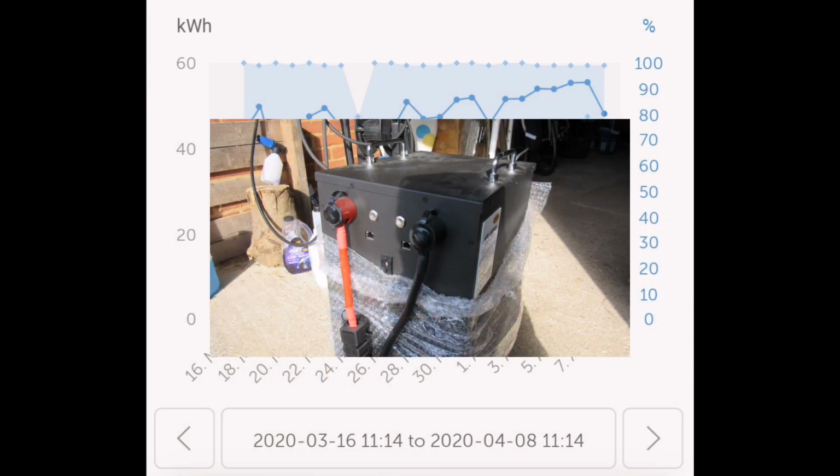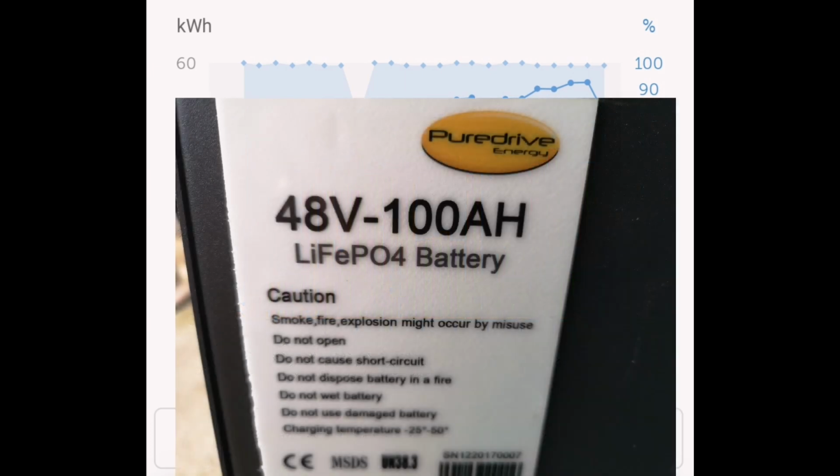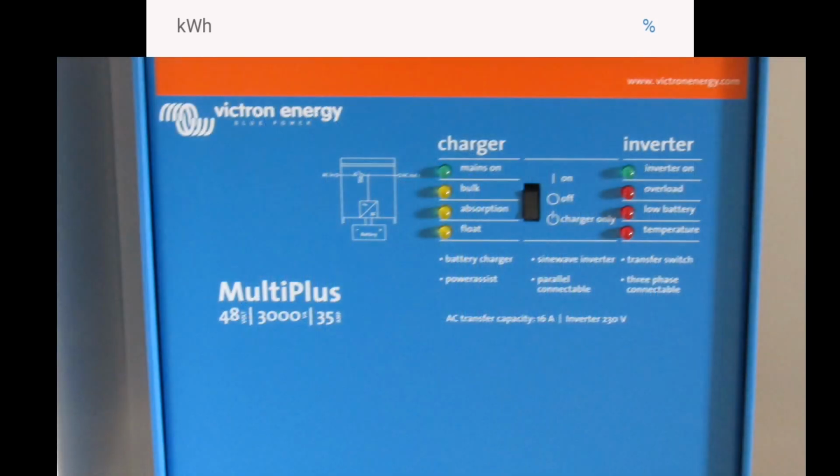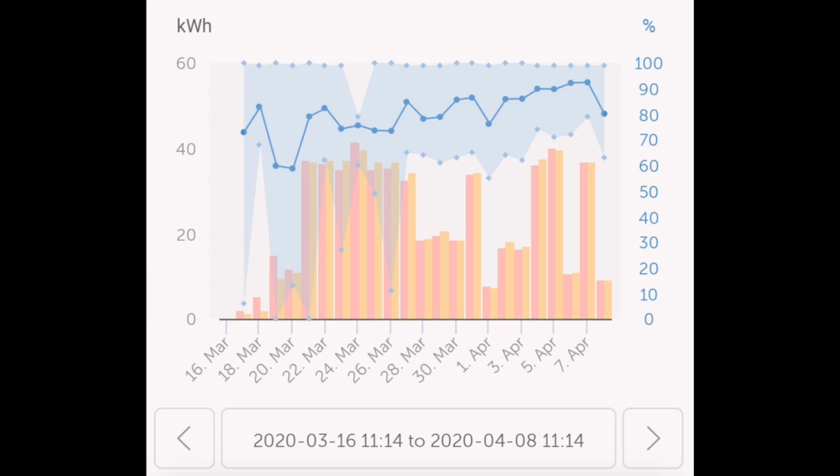Specification wise, all I know is that this battery is a 4.8 kilowatt hour lithium phosphate battery. It also has a Victron MultiPlus 3000 inverter inside, so in theory the maximum we're going to get on charging and discharging is, well, I'm seeing 2.3 on charging as a maximum and about 2.8, maybe 2.9 as an absolute maximum on output.